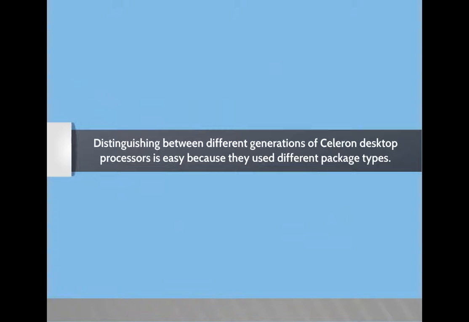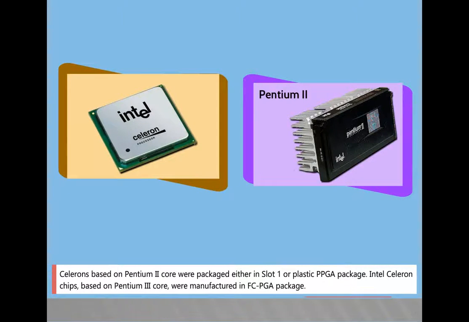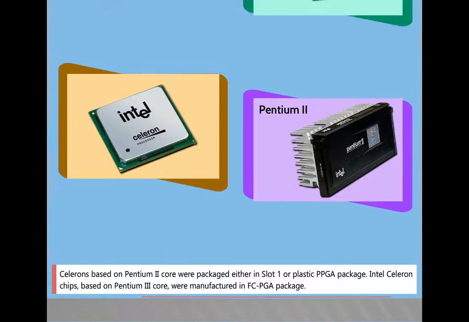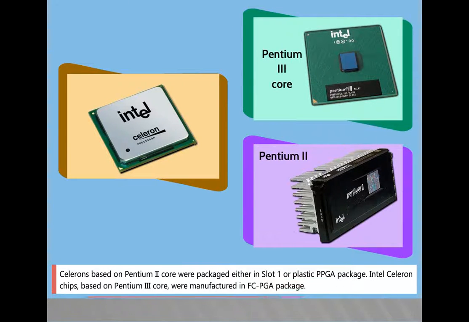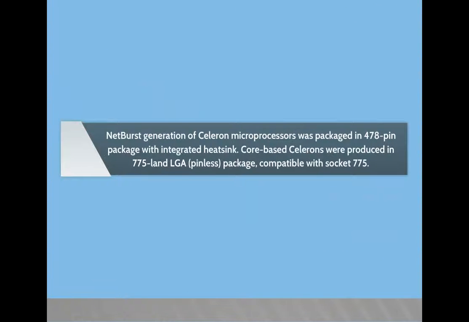Distinguishing between different generations of Celeron desktop processors is easy because they used different package types. Celerons based on Pentium 2 core were packaged either in slot 1 or plastic PPGA package. Intel Celeron chips based on Pentium 3 core were manufactured in FCPGA package. NetBurst generation of Celeron microprocessors was packaged in 478-pin package with integrated heatsink. Core-based Celerons were produced in 775-land LGA, that is pinless package, compatible with socket 775.